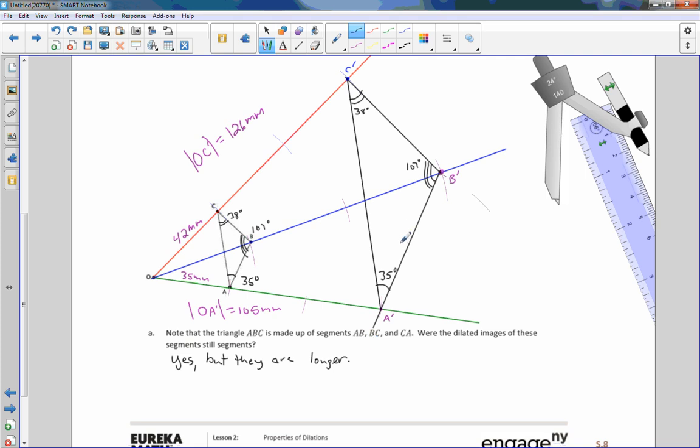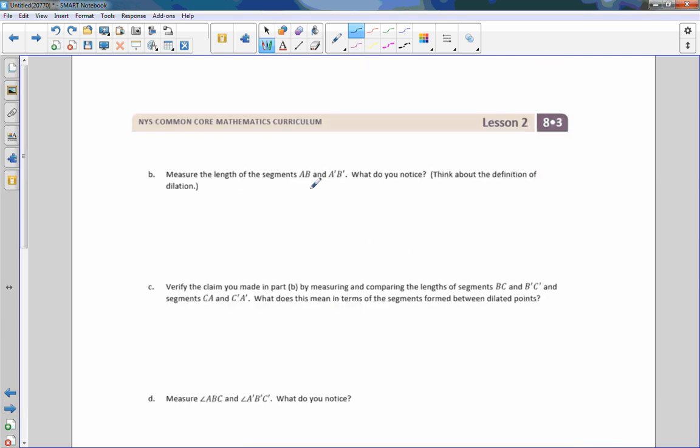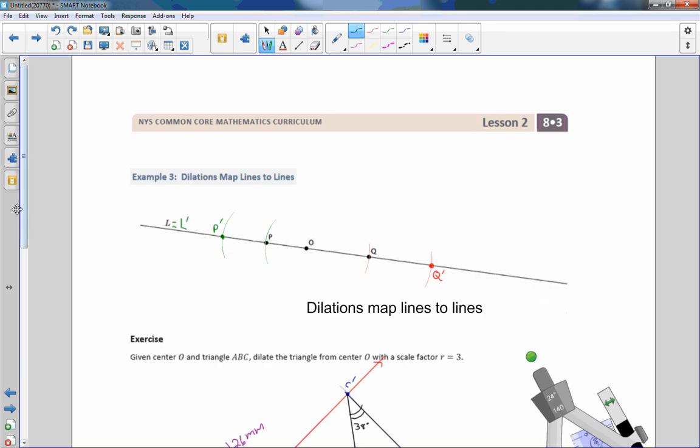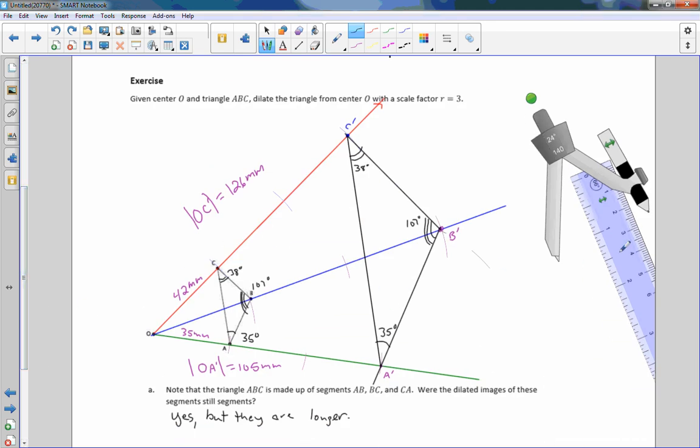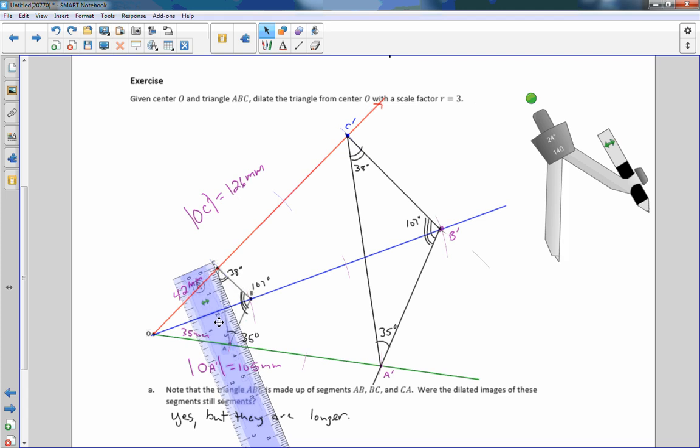But they're still segments. A segment became a segment, it just became a longer segment. Measure the lengths of segments AB and AB prime. What do you notice? So we're going to go back and do that now. So if I measure AB, so put that right at 0. I'm going to use centimeters or millimeters because they're more accurate.